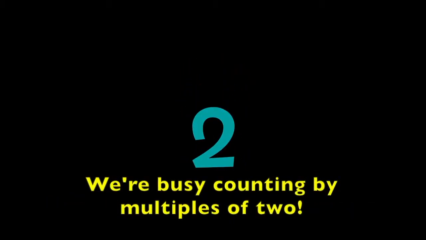Two. Here's what you do. We're busy counting by multiples of 2. 0, 2, 4, 6, 8, 10, 12, 14, 16, 18, 20, 22, 24. You do 2 because you count by 2. Keep counting.